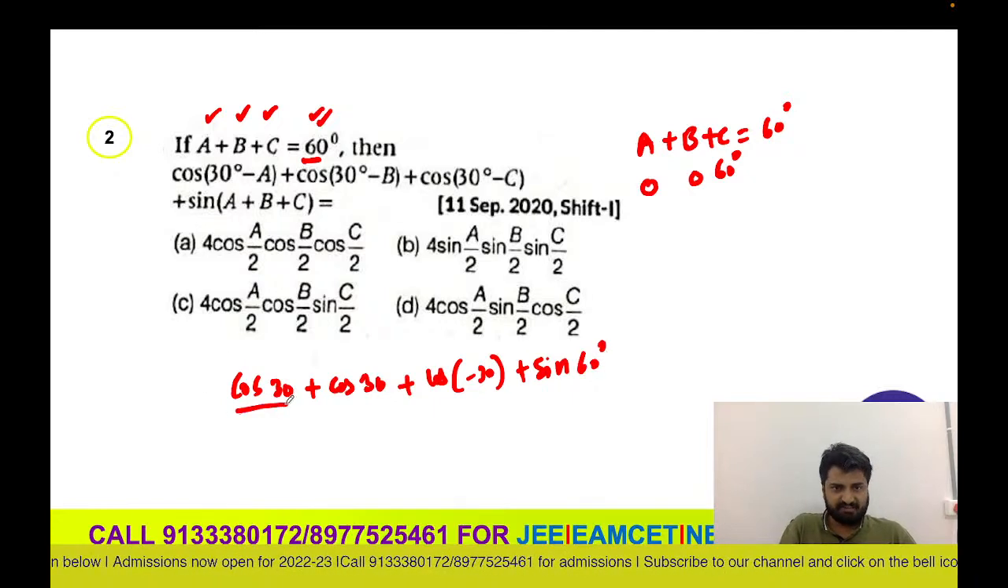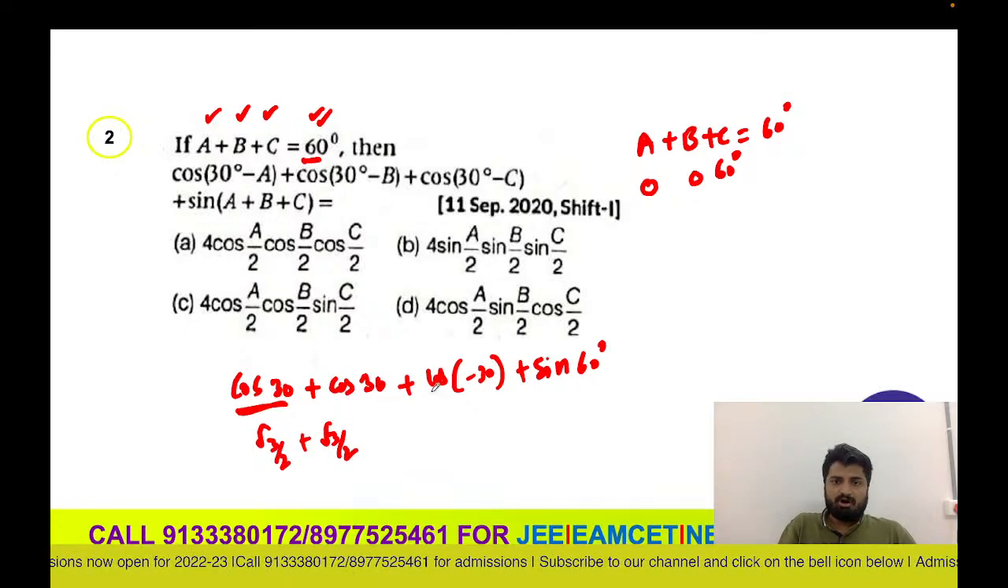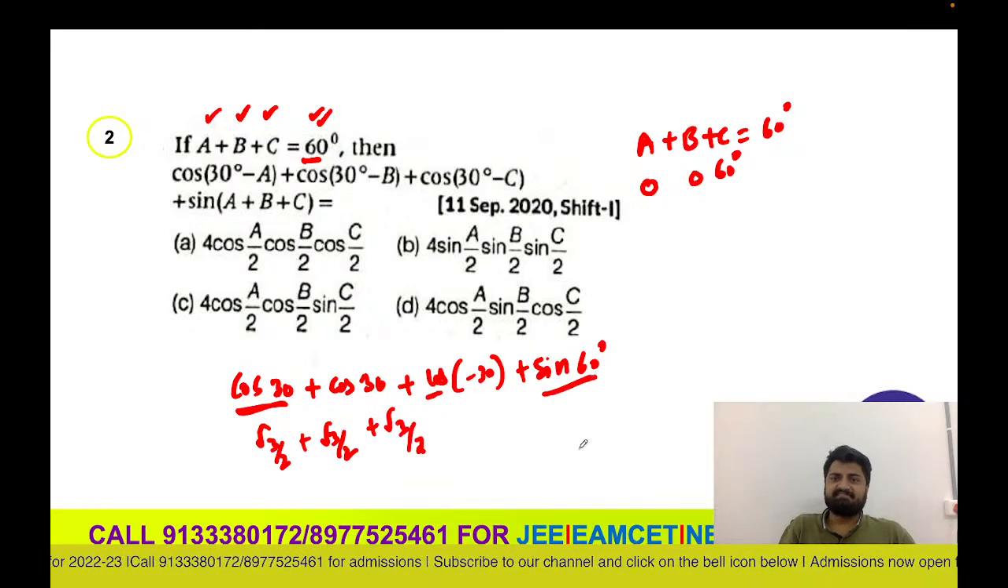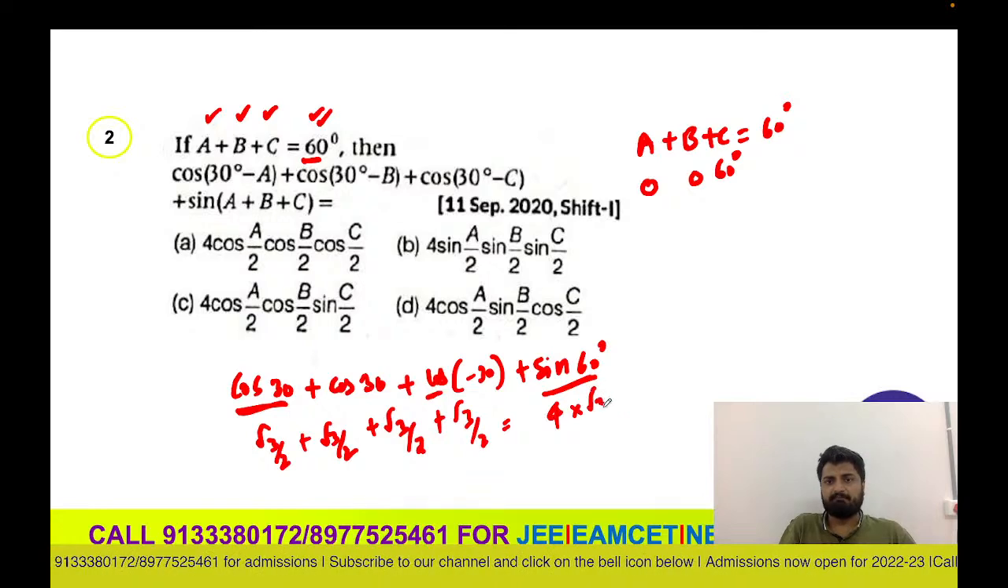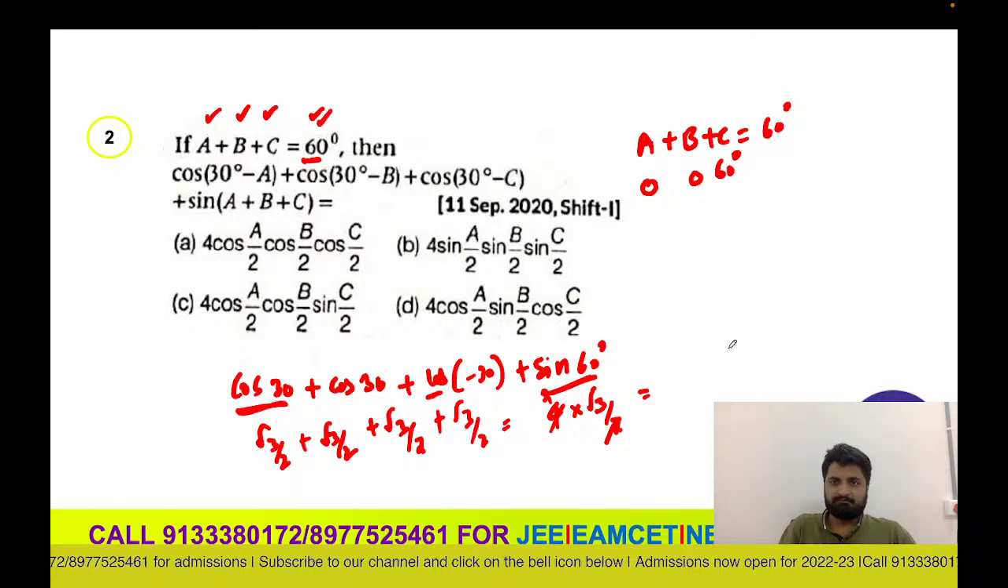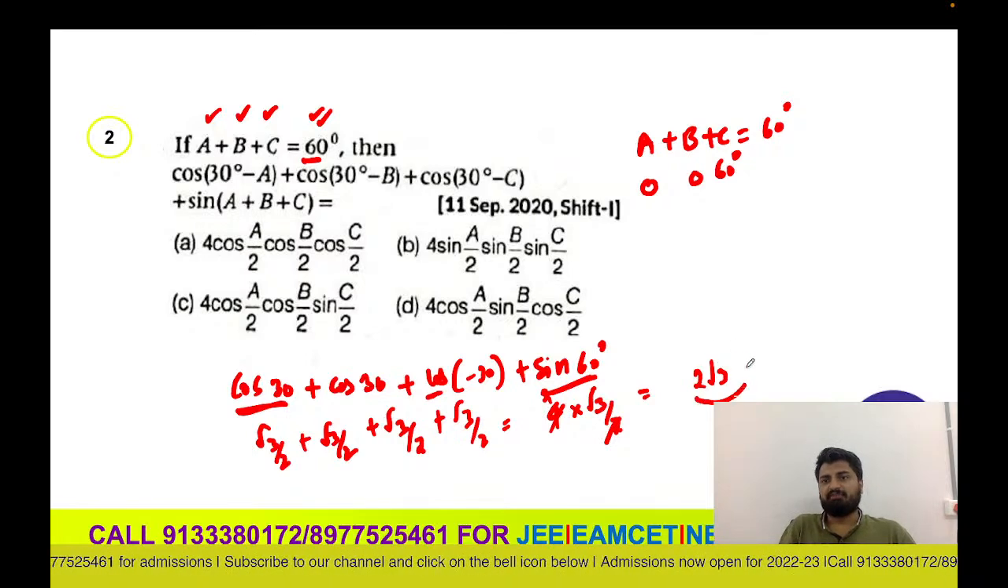Now let's check this. Cos 30 value is root 3 by 2, cos 30 value is root 3 by 2. Cos is an even function, so cos of minus theta will also be cos theta. So this is also root 3 by 2. And sin 60 is also root 3 by 2. So this answer will be 4 times root 3 by 2. So 2 goes 2 times. 2 root 3 should be the final answer.